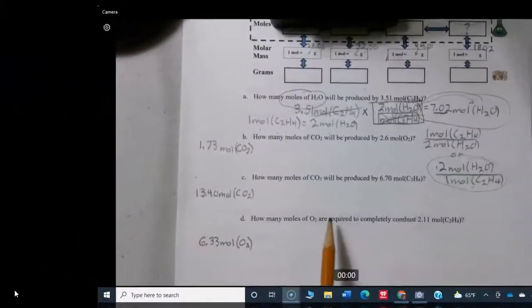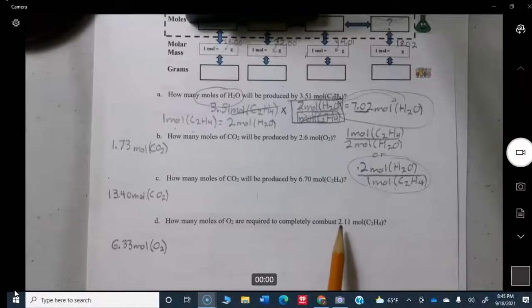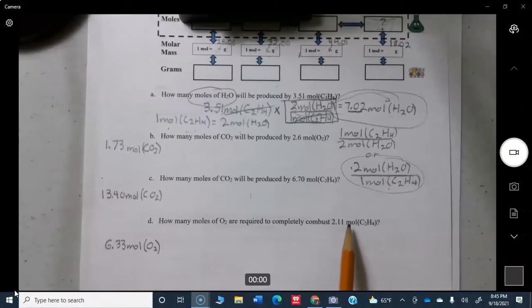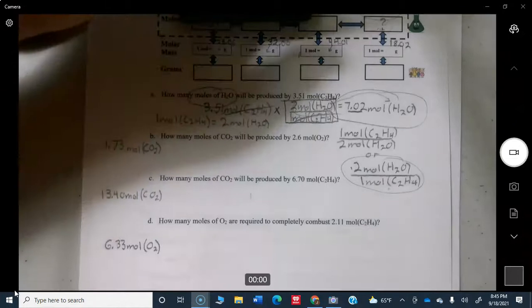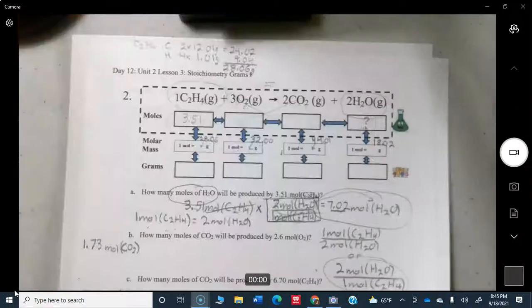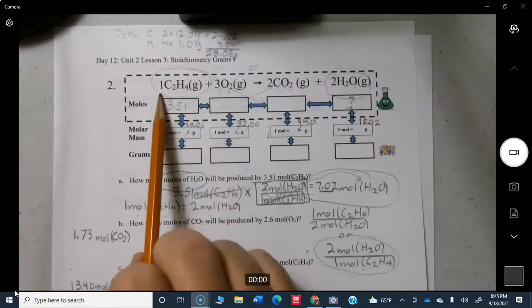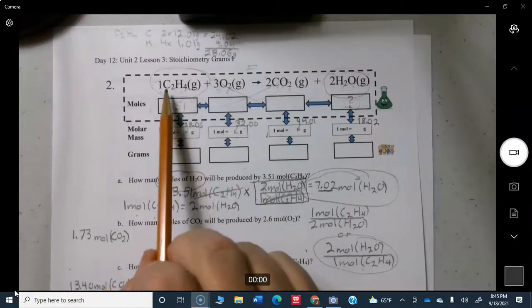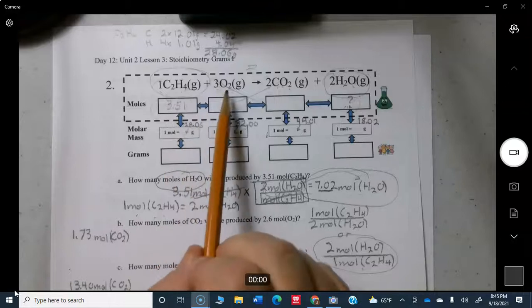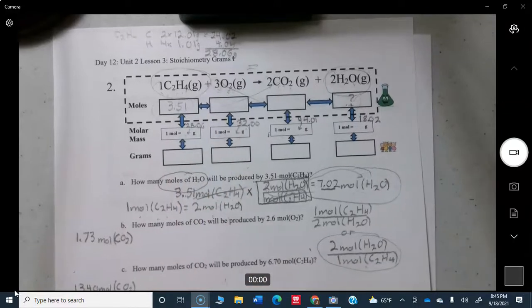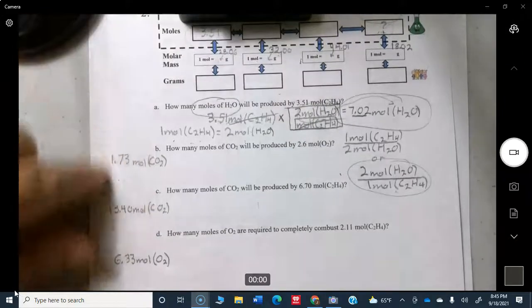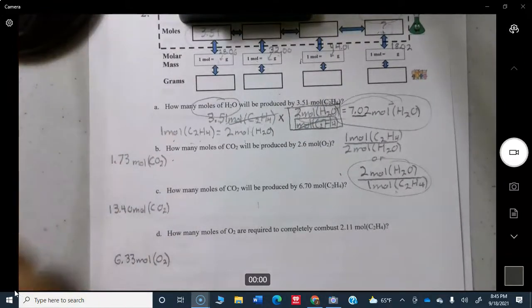How many moles of O2 are required to completely combust, that's burn, 2.11 moles of C2H4? So what the equation is telling you very simply is you need 3 times as many moles of O2 as moles of C2H4. So it tells you the number of moles of C2H4. You've got to figure out how many moles of O2. Okay? So we can do that one in class if you need help on that. But there are the answers to these 3.